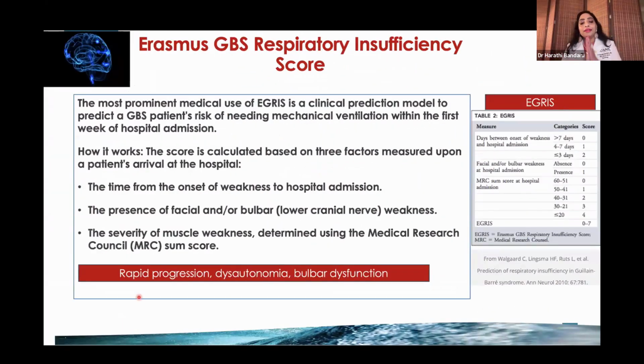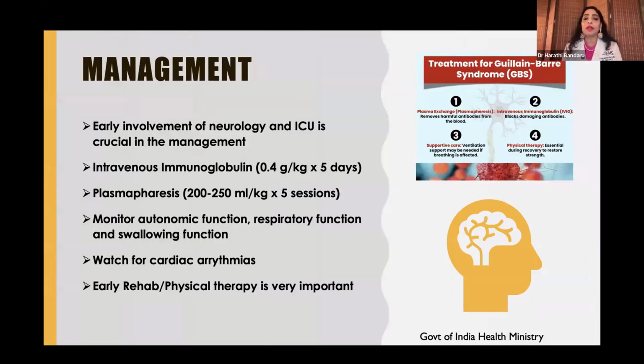So I said I need to admit this patient to the ICU. Why ICU? I already explained. Look at the rapid progression. That's why we use this score, the GBS Erasmus Respiratory Insufficiency score. The rapid progression, especially in the first 7 days, is the key. If the patient is within that window, you really need to monitor. With dysautonomia, patients are more prone to arrhythmias, so they need to be under medical care and close monitoring in order to get treated. If they have bulbar dysfunction, they cannot swallow, so all these things are very important. You need to calculate the score, and if the score is high, obviously you need to admit the patient to the ICU, not the regular medical ward. Key point to notice.